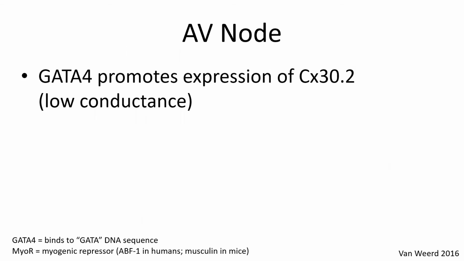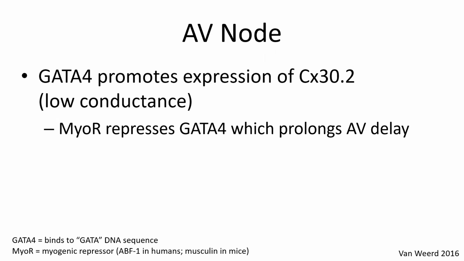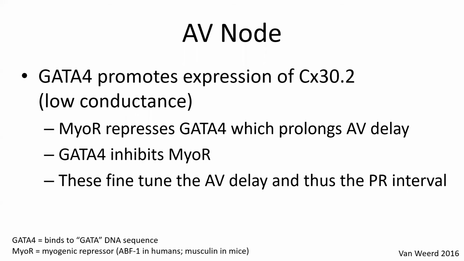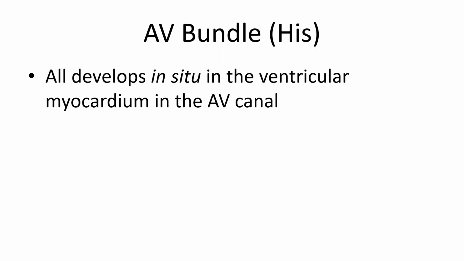So the notch plays an important part in balancing the function of the AV node, but also GATA4, as that promotes expression of that slow, low conducting connexin 30.2. And interestingly, there's kind of a teeter-totter with MyoR, that MyoR represses GATA4 and GATA4 inhibits MyoR. So it's this balance that fine tunes the delay. And I don't know if this is other genes or if it's physiological parameters or something that really fine tunes that PR interval.